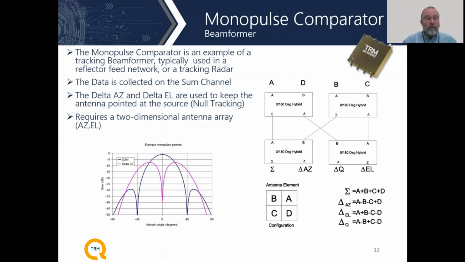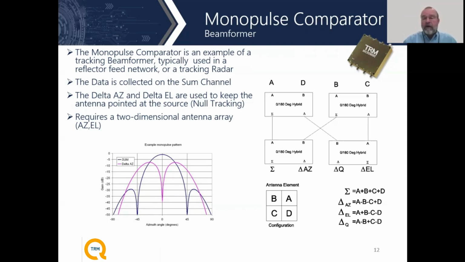So what is done is that the data on a monopulse comparator, the information that's being received, is maintained on the sum port, and the delta EL and delta AZ outputs are fed into the antenna pointing subsystem, and this tells the antenna whether or not it is actually being steered to true Boresight.